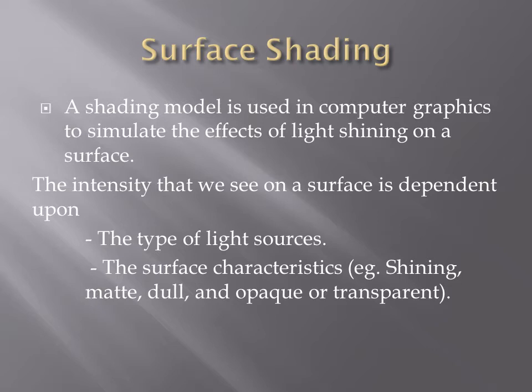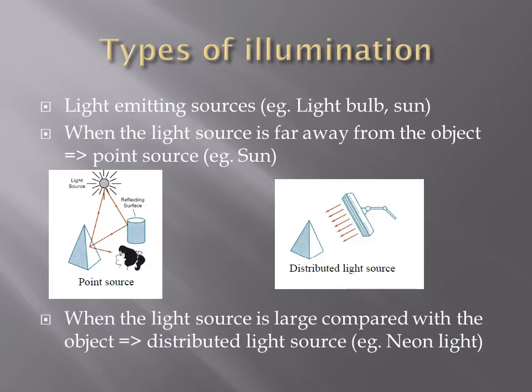So the shading of a surface depends upon two things. One is the source of light from which the light is emitted, and the second is the surface where light falls. So, type of illumination, light emitting source. What are the various illumination models? First, the light emitting source, like a light bulb or the sun. These are the light emitting sources.